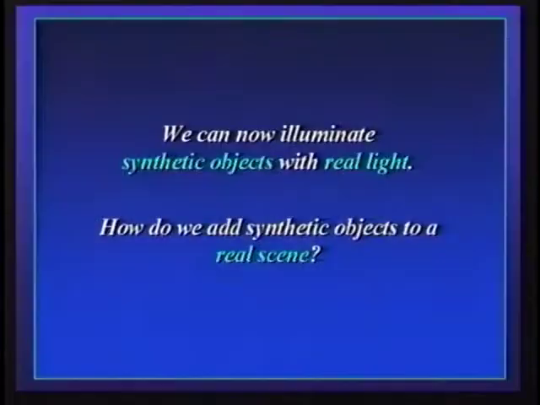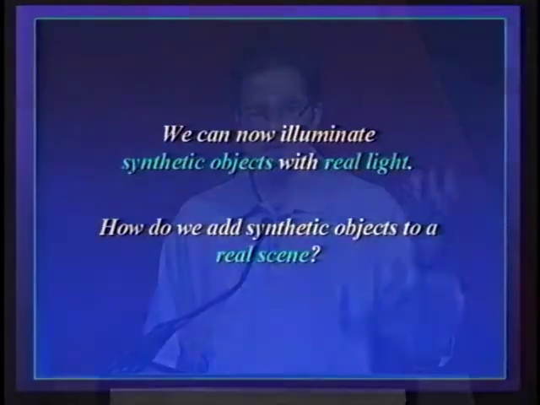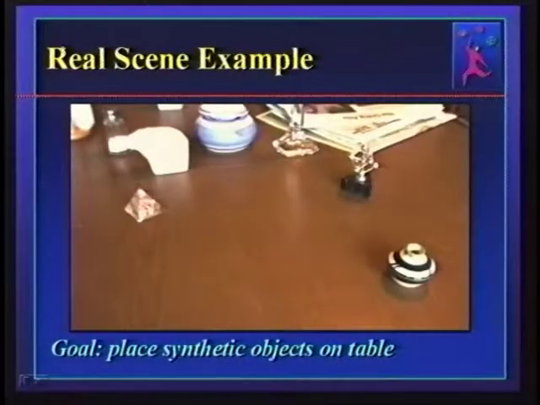So at this point, we can now illuminate synthetic objects with real light, but how do we add synthetic objects to a real scene? Well, in order to do that, they're going to have to photometrically interact with the real scene. So here's our example scene. It's the kitchen table again. And these are all real objects that have been placed on the table. We'd like to add some synthetic objects here.